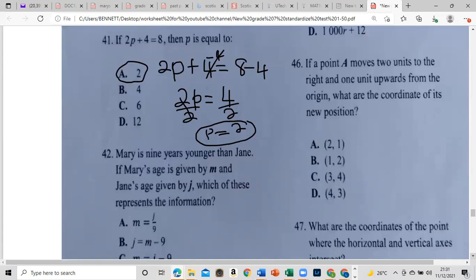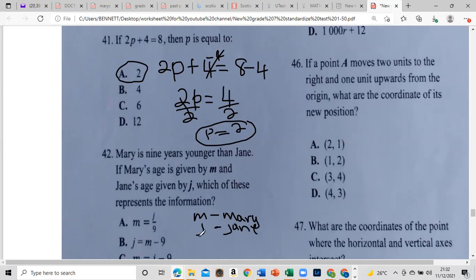Alright, Mary is 9 years younger than Jane. If Mary's age is given by M, so Mary is M, let's put that now. I'll put M with the information and kind of just separate. And Jane's age is given by J. So Jane is J. Alright, let's wait a minute now. Which of these represent the information? Alright, so Mary is 9 years younger than Jane.